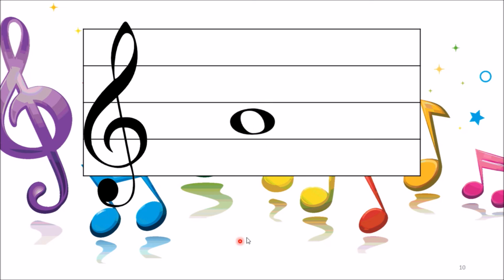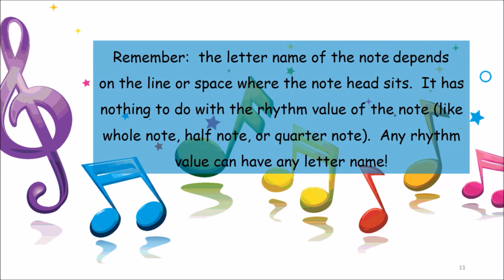Here's a whole note. Line note or space note? No line going through it. Must be a space note. F, A. The whole note is an A. Remember, the letter name of the note depends on the line or space where the note head sits. It has nothing to do with the rhythm value of the note, like whole note, half note, or quarter note. Any rhythm value can have any letter name.